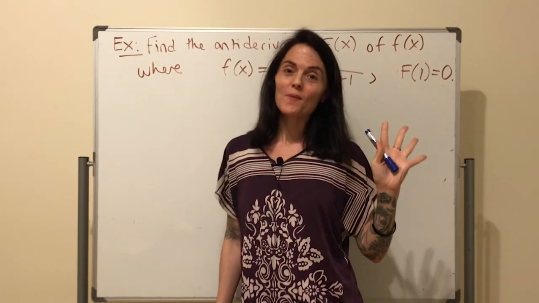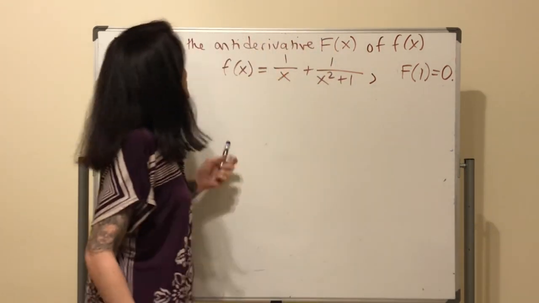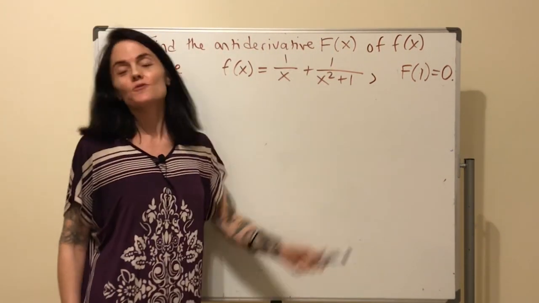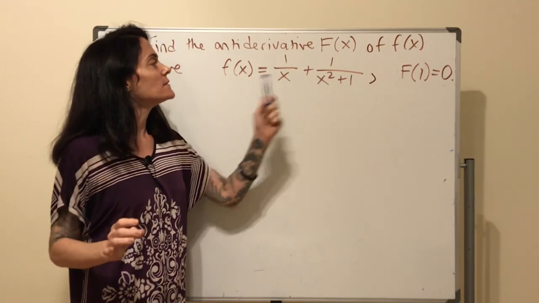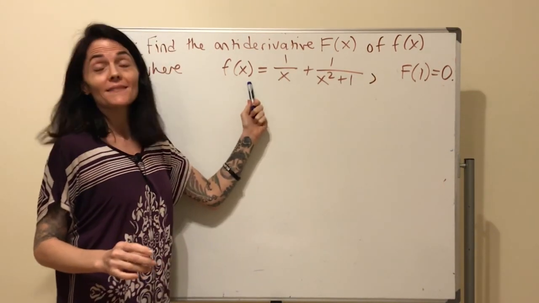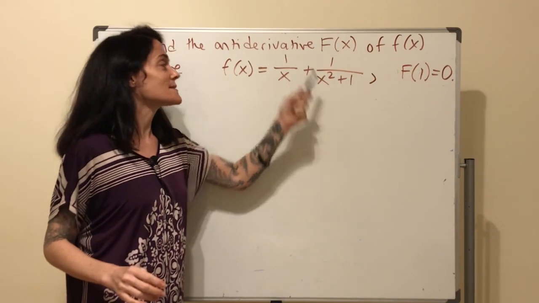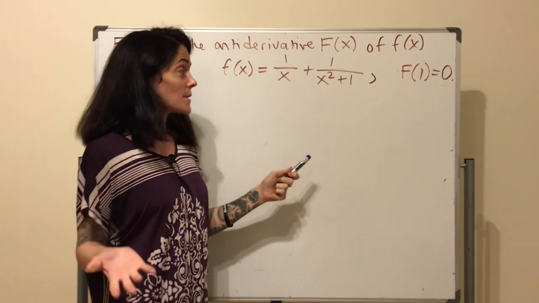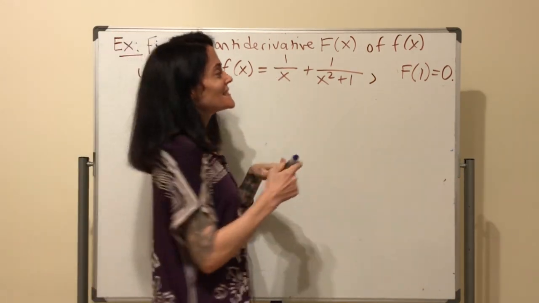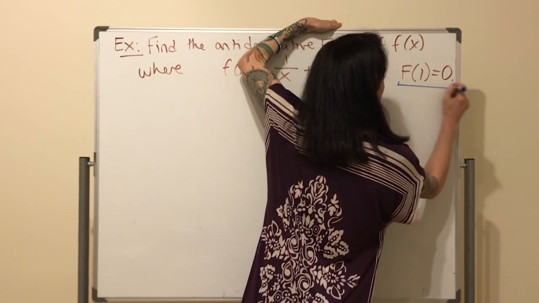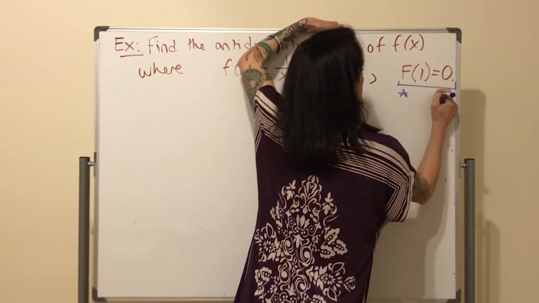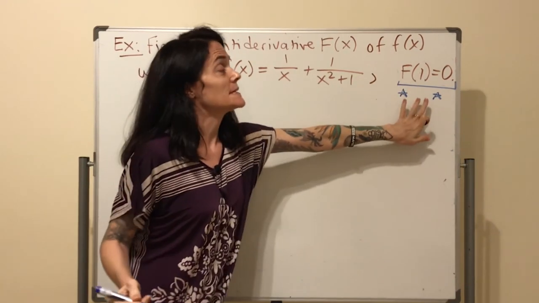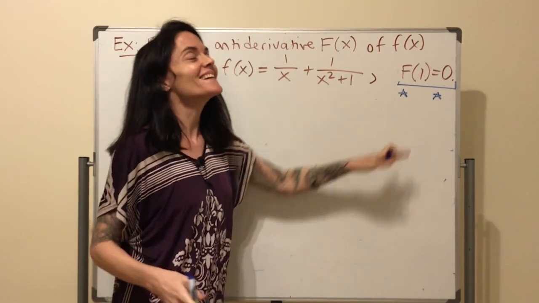Let's do one more problem of this type. We want to find the antiderivative, capital F, of little f, where little f is 1 over x plus 1 over x squared plus 1. And here, capital F of 1 is 0. This will specify a particular antiderivative.